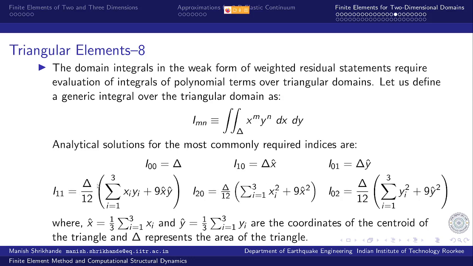And then increasing higher order terms, we get another set of results. So these are the integrands. Normally you would encounter these kinds of integrals when you develop the weak form and try to evaluate that integral, and we can make use of these results. Of particular interest is the constant strain triangle.